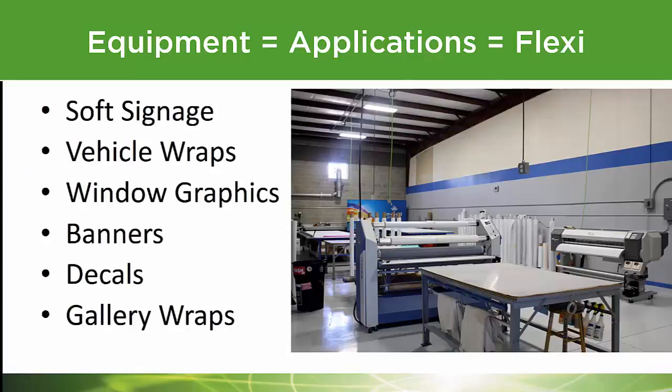Alright, you've taken the time to invest in various kinds of shop equipment. You've got a wide format printer, a vinyl cutter, a laminator, and those are the basic instruments that you're going to use to create what we call applications. Applications would be things like soft signage using textiles, vehicle wraps, window graphics, banners, contour cut decals, gallery wraps. There's all kinds of things you can do in the business. But to get the design correct and to output it to that equipment, you need a design and production software. That software is Flexi.